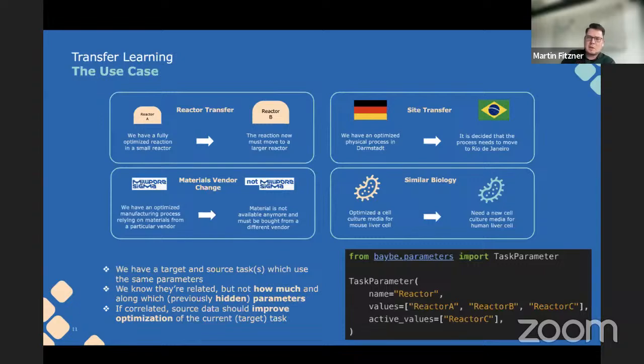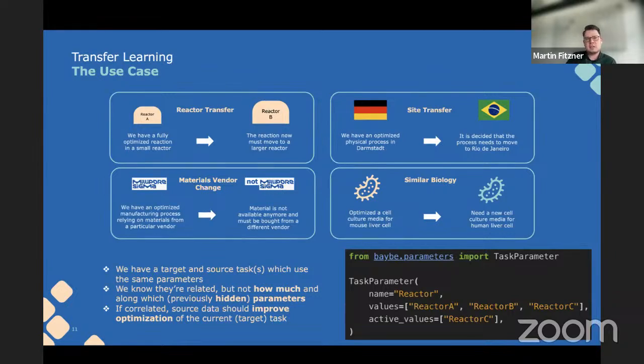And here I brought you some examples that also express that idea. So what if you have optimized the reaction in a small reactor? Now you have to transport it to a big reactor. You will find the optimum is not exactly the same. You don't need to start from scratch. You should be able to use the data from the small reactor. And that's a very similar idea in site transfer. I have a complex procedure that has to move from Germany to Brazil, or the vendor of a complex material changes and you find it's not working anymore. We need to optimize again, but you want to use the data from the previous task, which was the old supplier. Or another example here for biology.